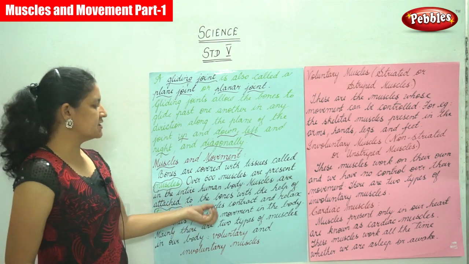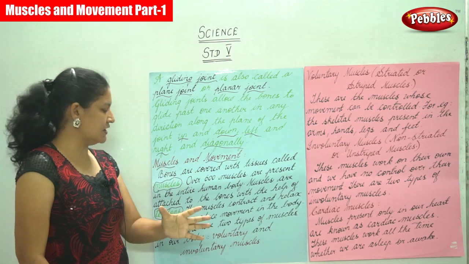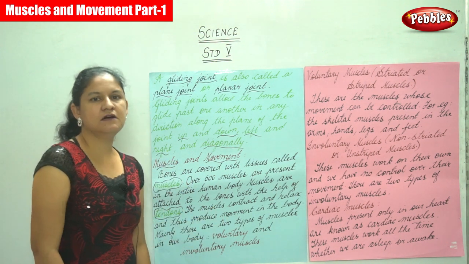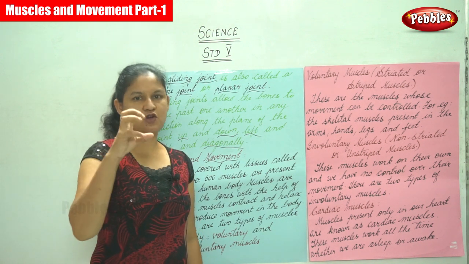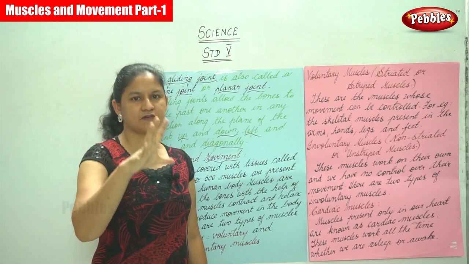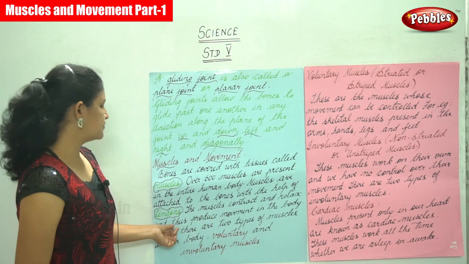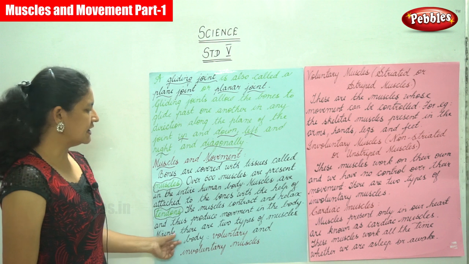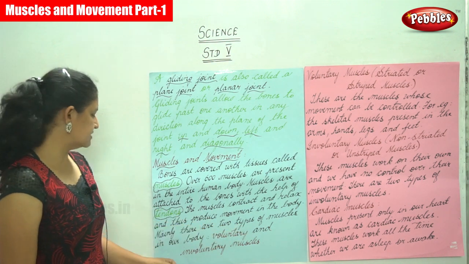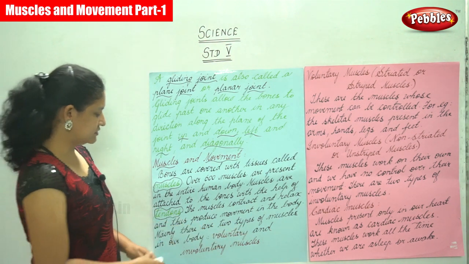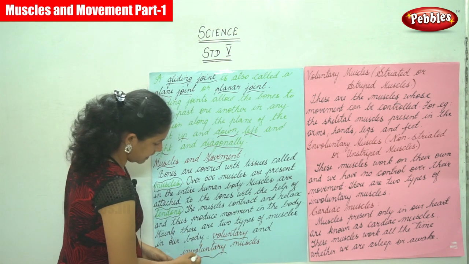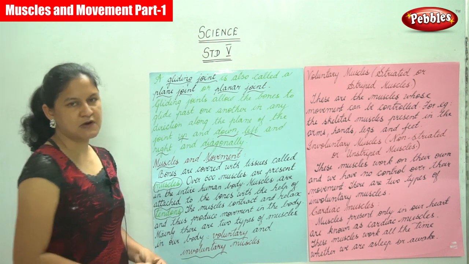The muscles contract and relax and thus produce movement in the body. Mainly there are two types of muscles in our body. They are the voluntary muscles and your involuntary muscles.